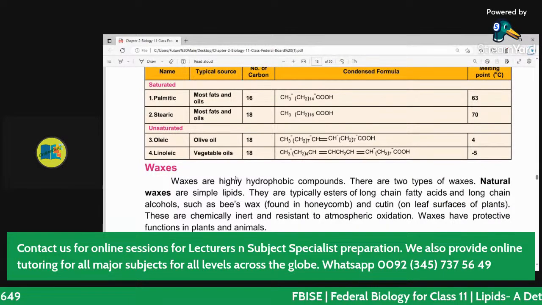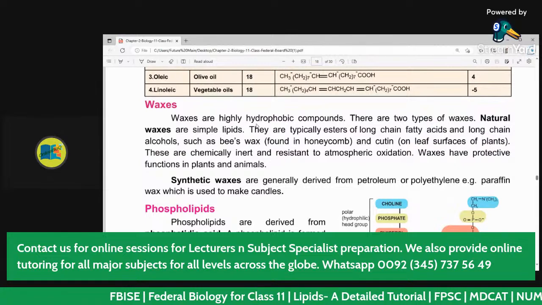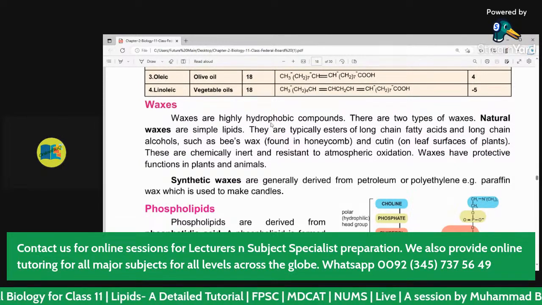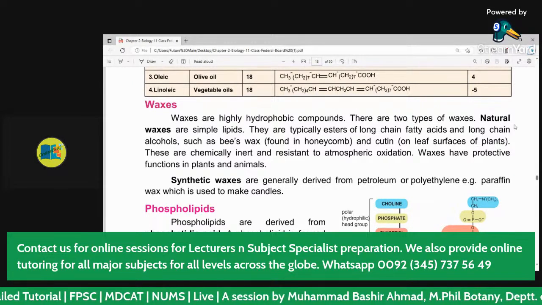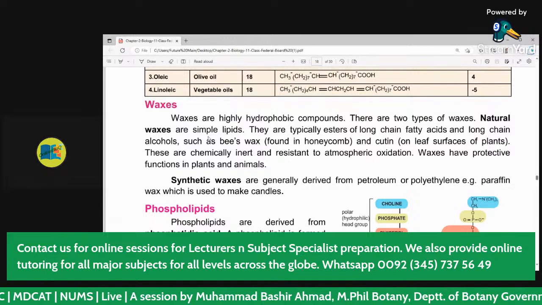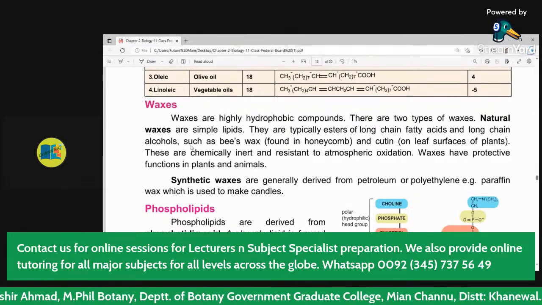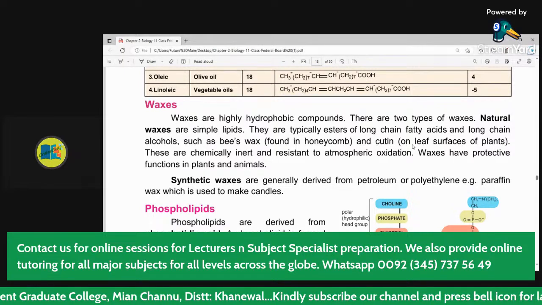So that accounts for acylglycerols or triglycerides. Now we see waxes. Waxes are highly hydrophobic compounds. There are two types of waxes. Natural waxes are simple lipids. They are typically esters of long chain fatty acids and long chain alcohols, such as beeswax found in honeycomb and cutin on leaf surfaces of plants.